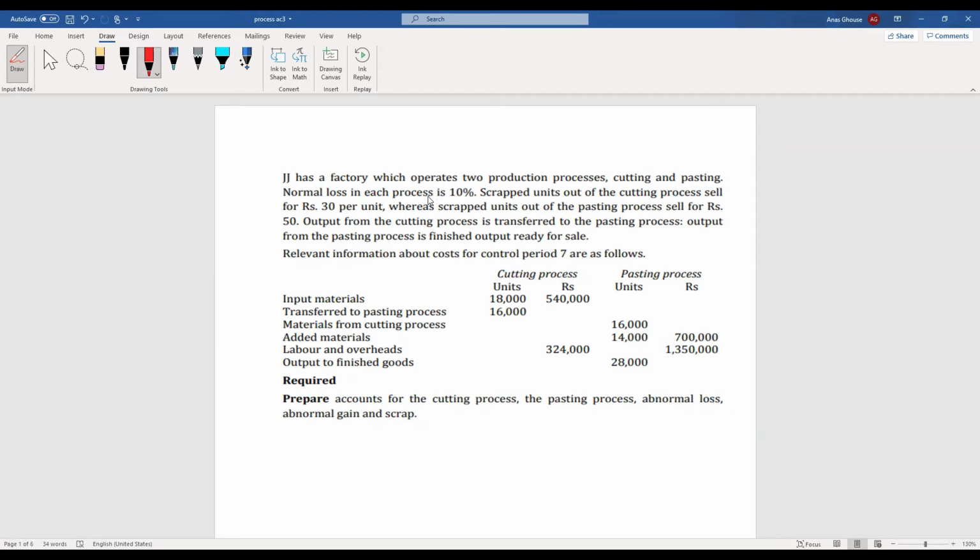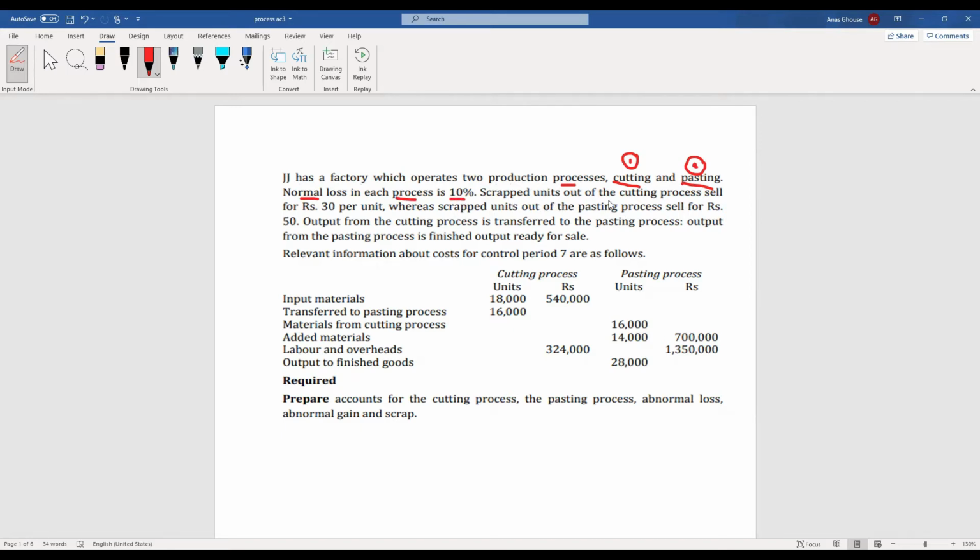Now let's move on to the next question. JJ has a factory which operates two production processes, cutting and pasting. So there are two processes: cutting, the first process, and pasting, the second process. Normal loss in each process is 10%.